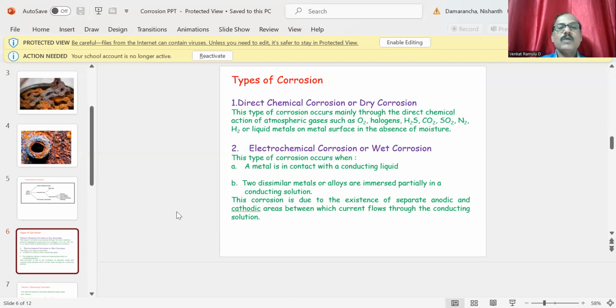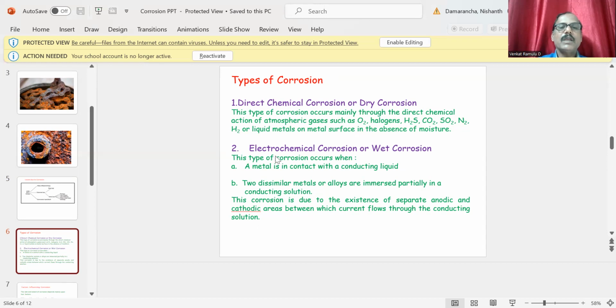And now let us see what the different types of corrosion are. Just now we defined corrosion as destruction of metal by the action of a chemical or electrochemical environment. So what is chemical attack? Whenever atmospheric gases attack the metal directly, then also we expect corrosion. That type of corrosion is called chemical corrosion or dry corrosion. Chemical corrosion always occurs mainly by the attack of atmospheric gases.